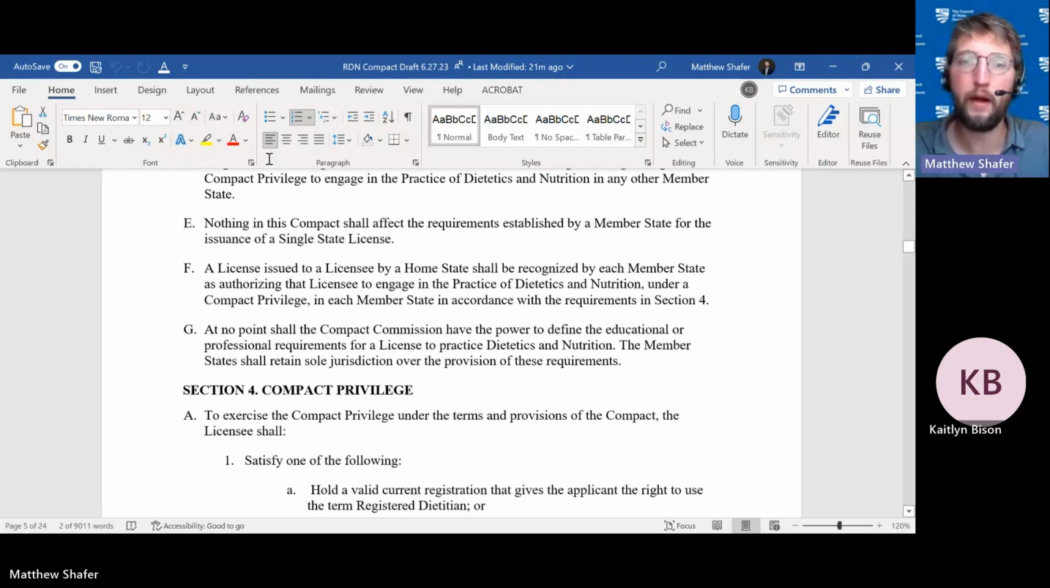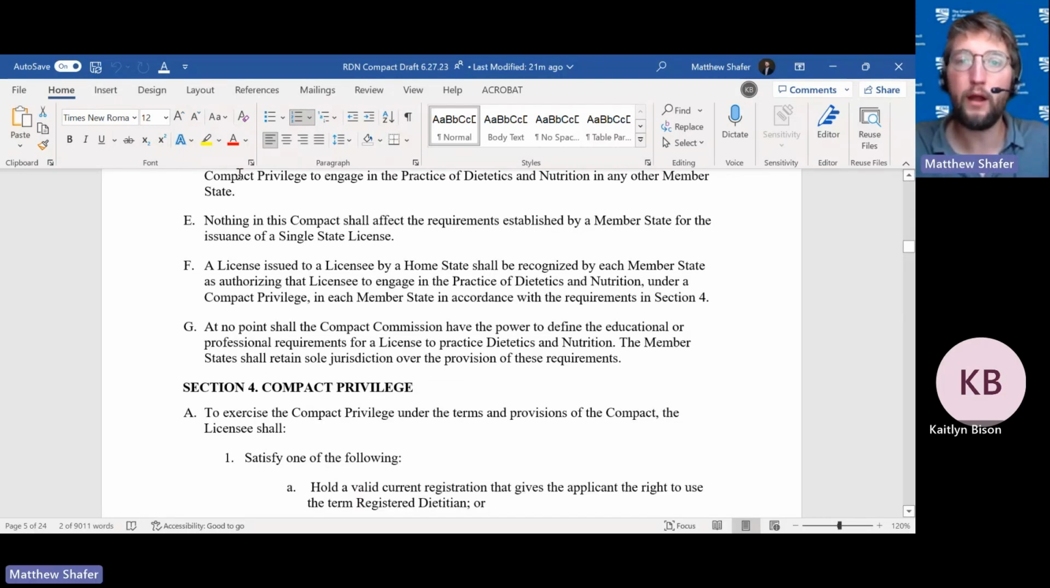It's just saying nothing in the compact is going to affect the requirements established by a member state for issuance of a single state license. So Kentucky is still going to have their licensure process. Alabama is still going to have their licensure process. Texas is going to have theirs. The compact doesn't affect that at all.